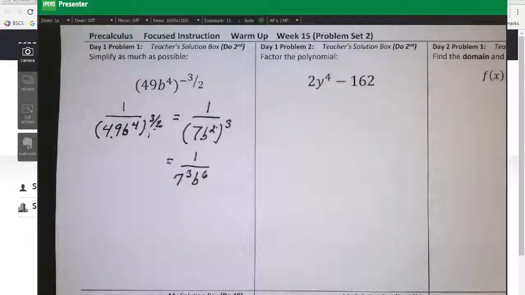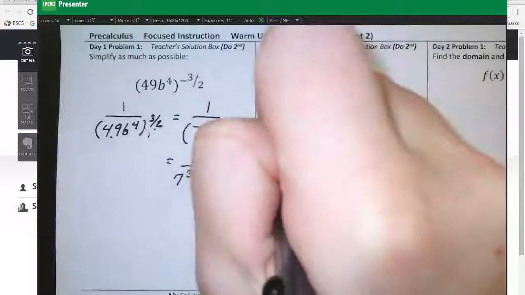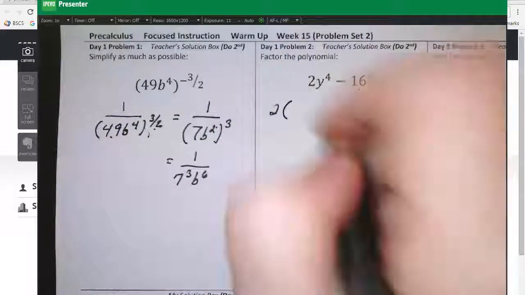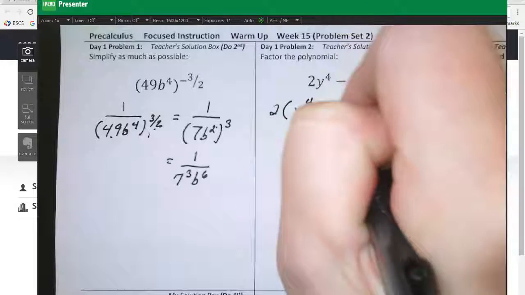Now, day 1, problem 2, factor the polynomial. The first kind of factoring you look for is greatest common factor. Both terms divide by 2. That allows us to rewrite it like this. 2 times y to the 4th minus 81.